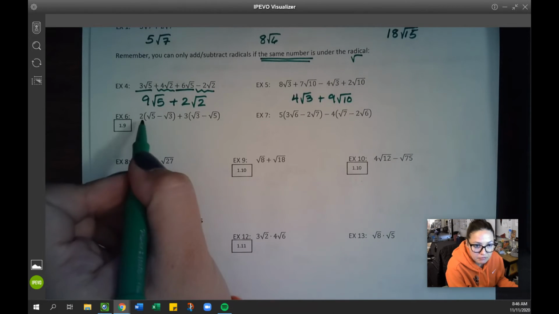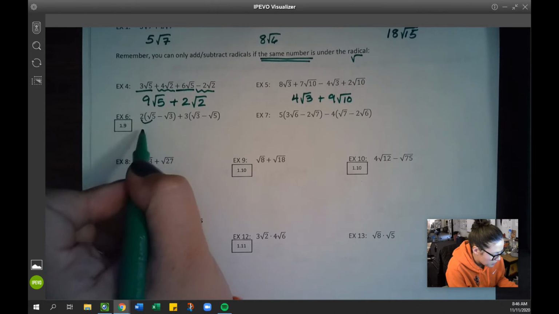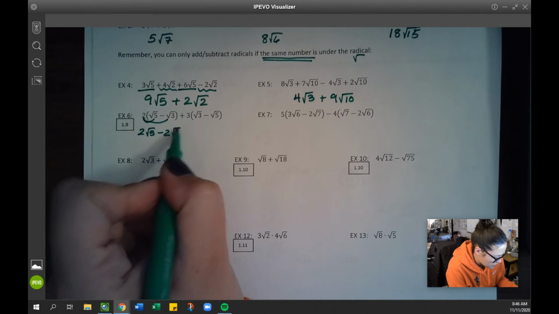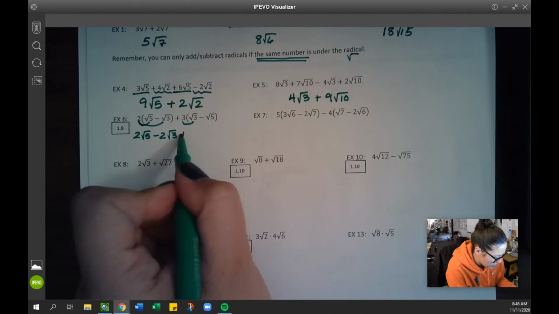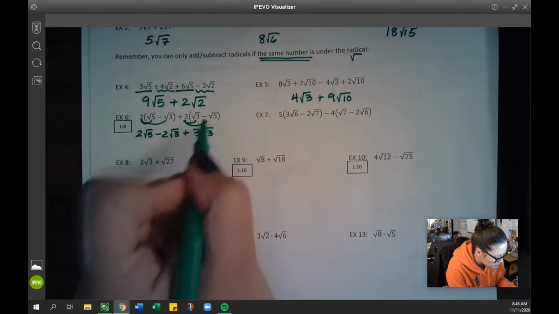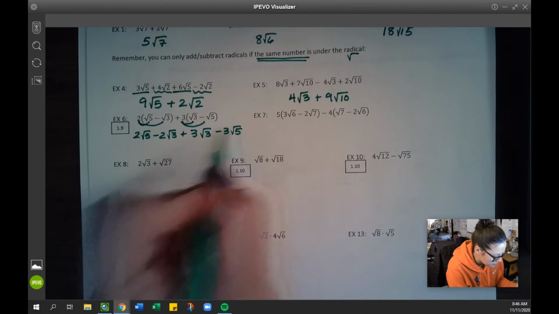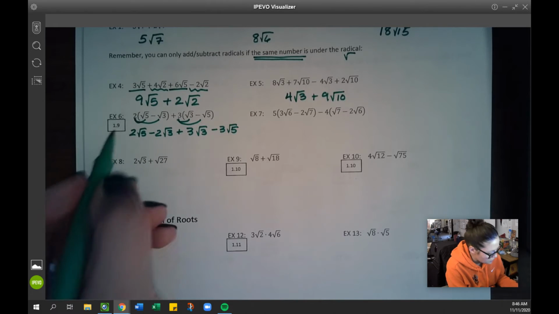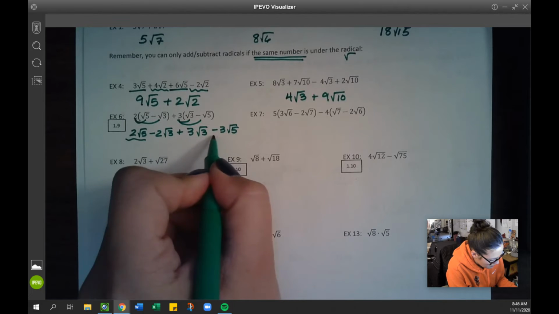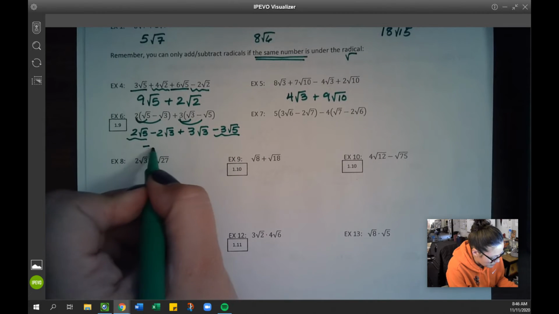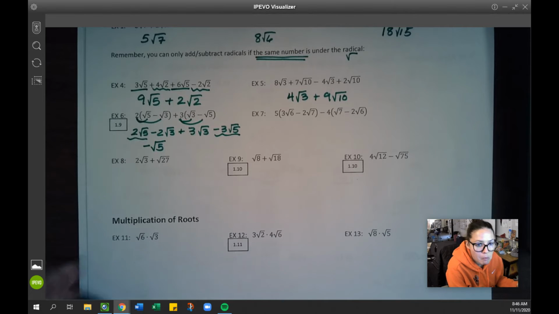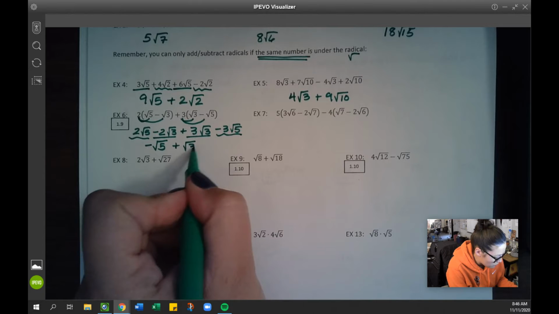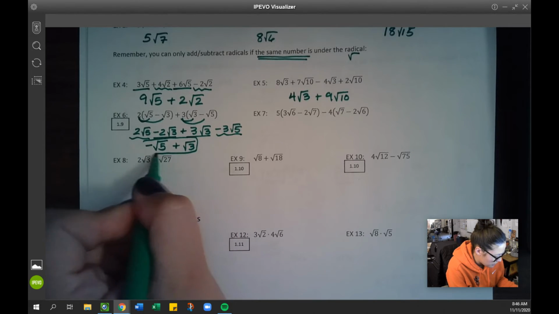Here, just like always, I'm going to distribute. So 2 times the square root of 5 gives me 2 square roots of 5 minus 2 square roots of 3. Here I'm going to distribute the 3. And just like before, I'm going to combine like terms. So 2 square roots of 5 minus 3 square roots of 5 gives me negative 1 square root of 5. Then I have negative 2 square roots of 3 plus 3 square roots of 3 gives me positive 1 square root of 3. So that would be my final answer there.